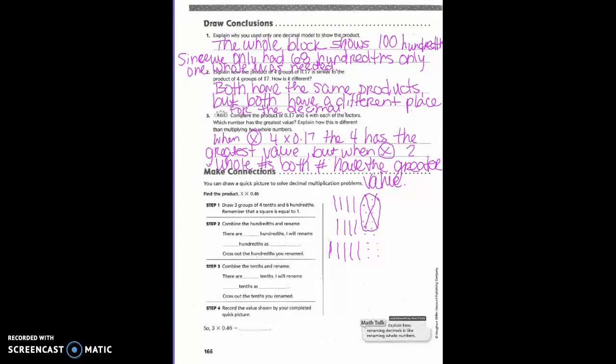Then, do we have another set that we can draw another tens? No, because there's only 8. So combine the tens and rename. There are, how many hundredths were there? There were 18. So I will rename 10 as what? 1 tenth, right? The long is a tenth. And then we cross them out and then we rename them.